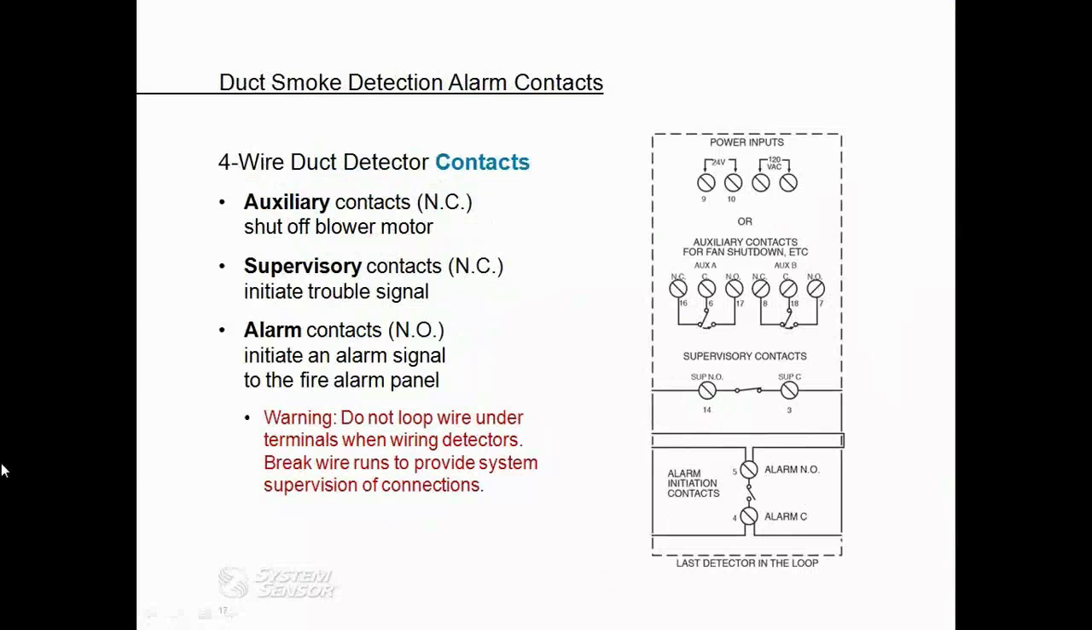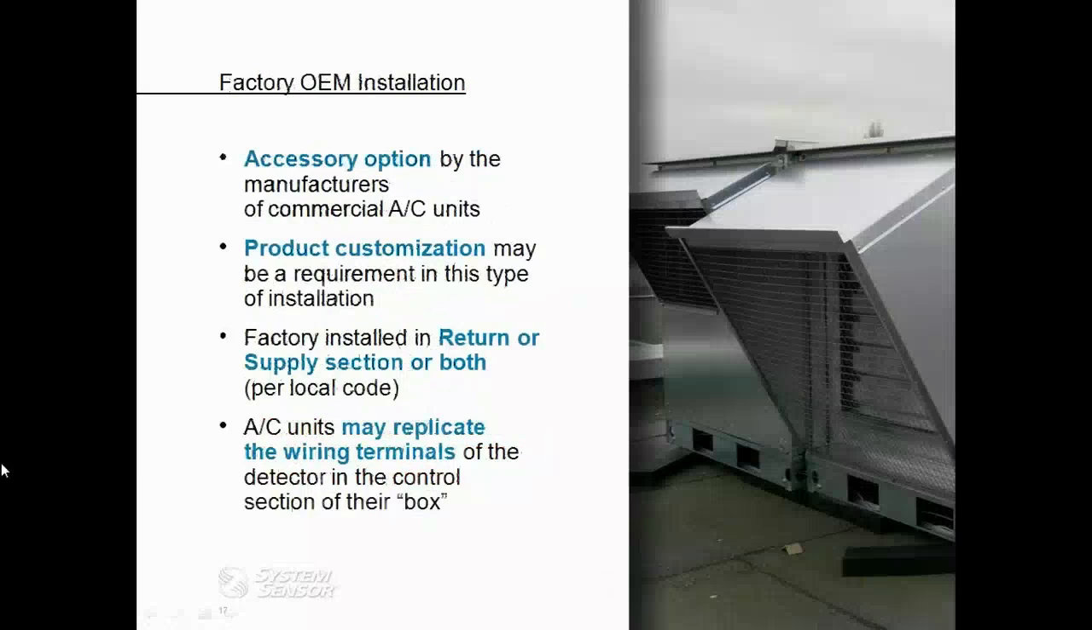So the image here on the right side of the screen is just showing you a typical wiring diagram for a 4-wire duct smoke detector. Sometimes duct smoke detectors come factory fitted in rooftop units. Rooftop manufacturers offer the duct smoke detector as an accessory option to provide a convenience for the end user. Many duct smoke detectors pre-installed in rooftop units also will come pre-wired, and this is just an additional item to help make the installation easier.